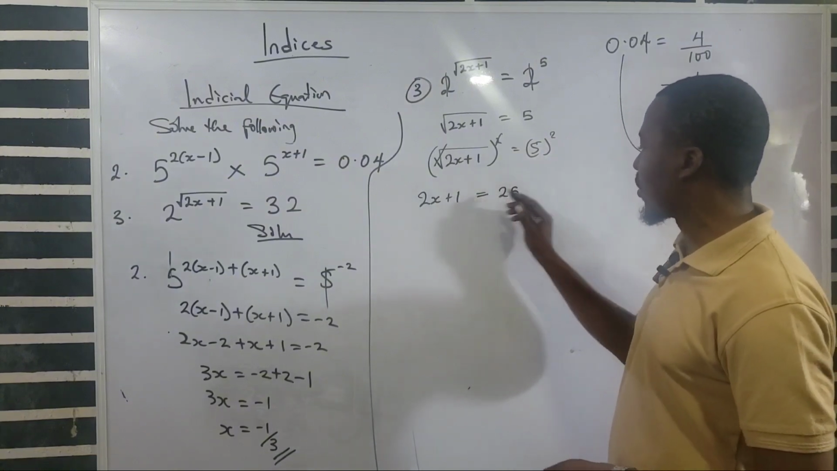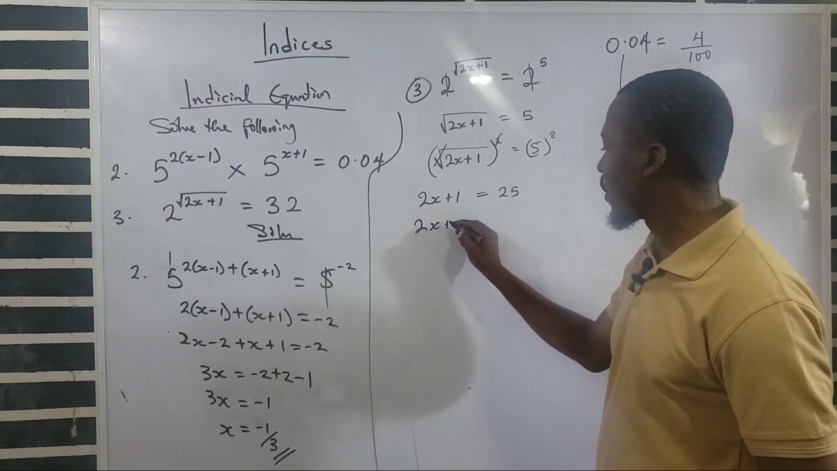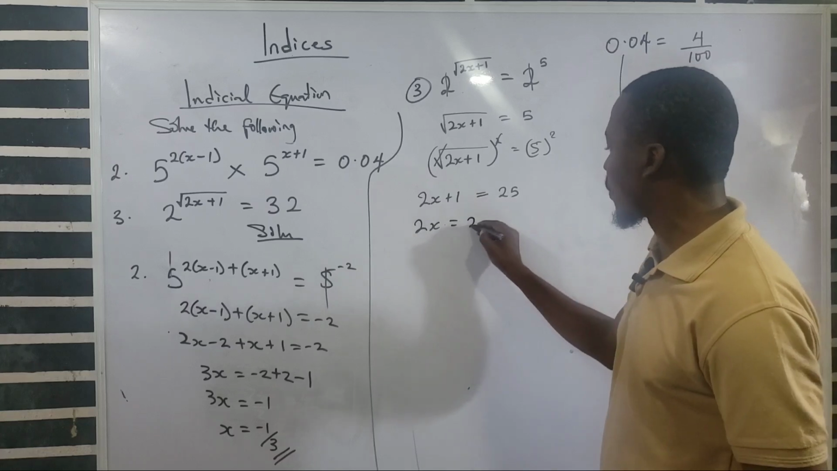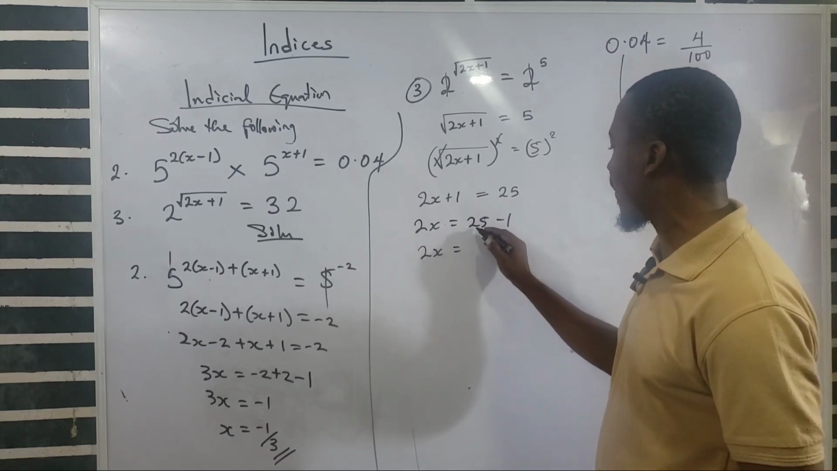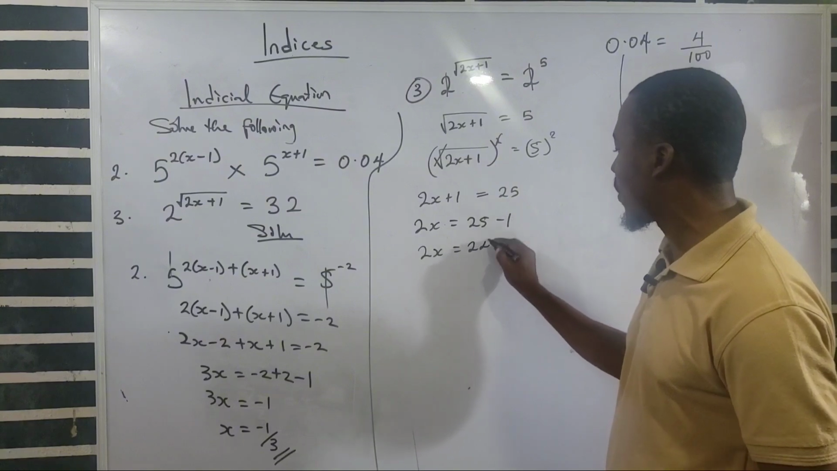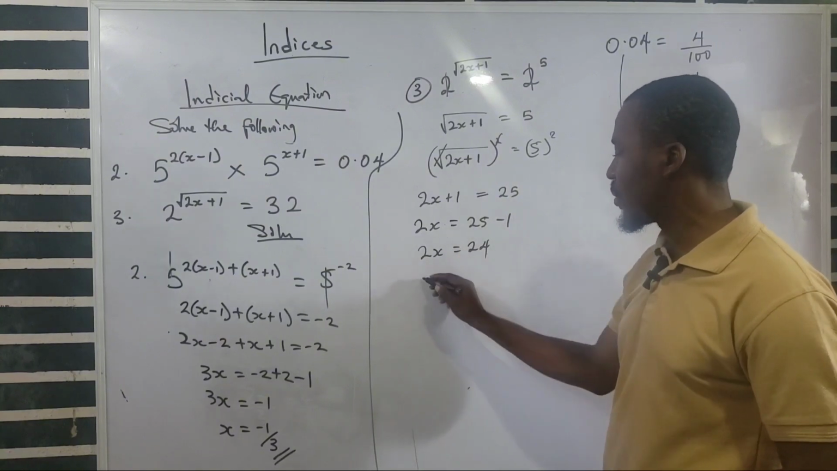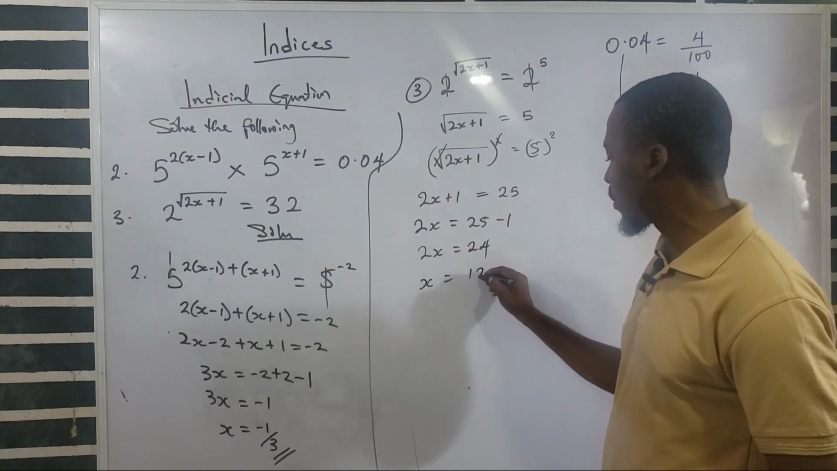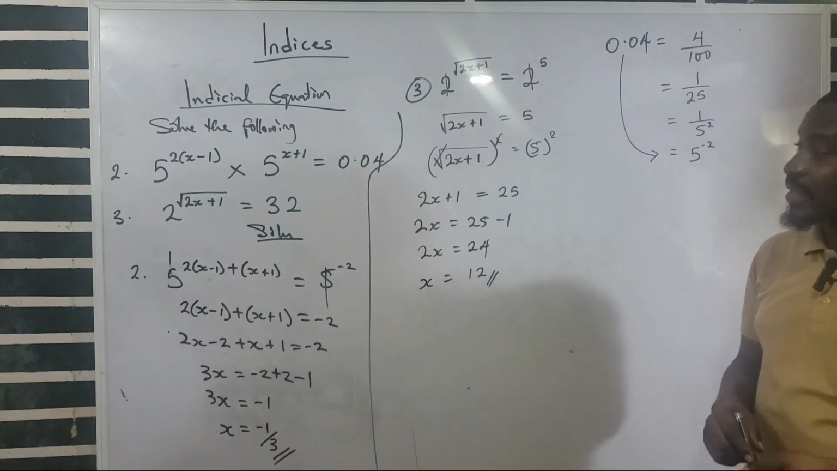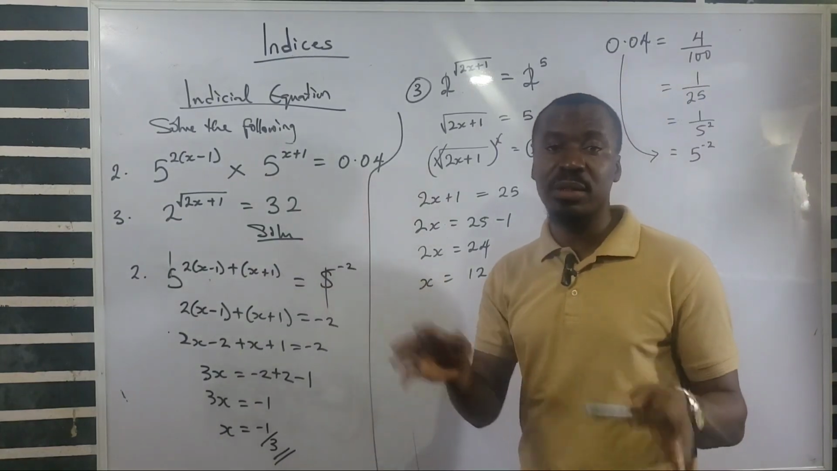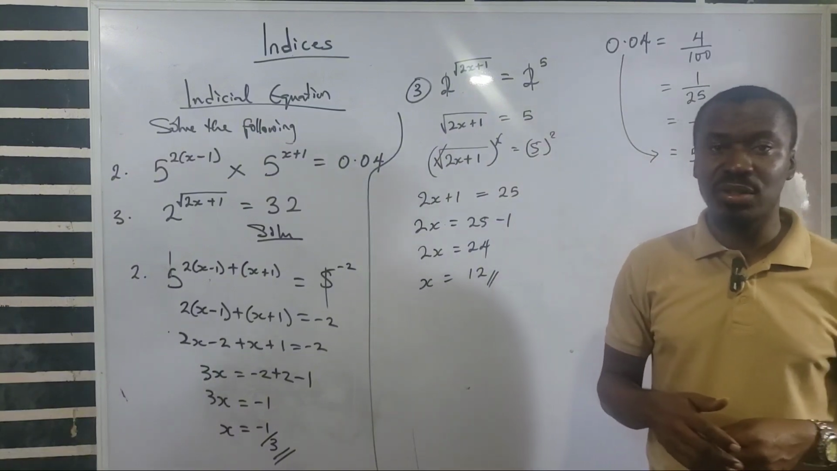25. This one coming over here, 2x equals 25 minus 1. So 2x will give us 24. When you divide both sides by 2, you have that x equals 12. So you can see that as hard as the question is looking, it is not difficult at all.